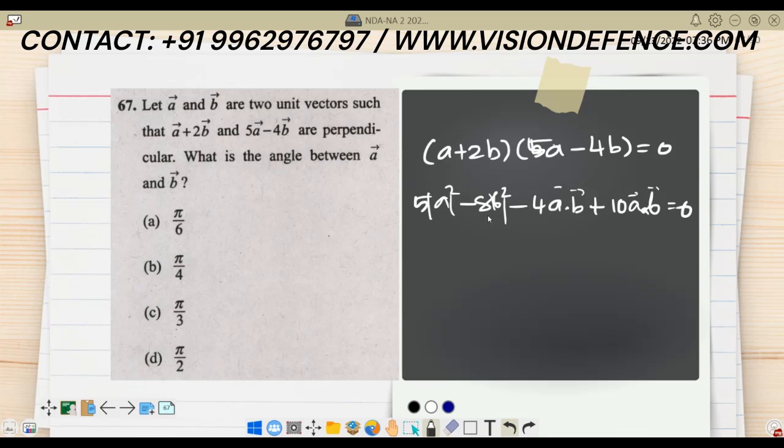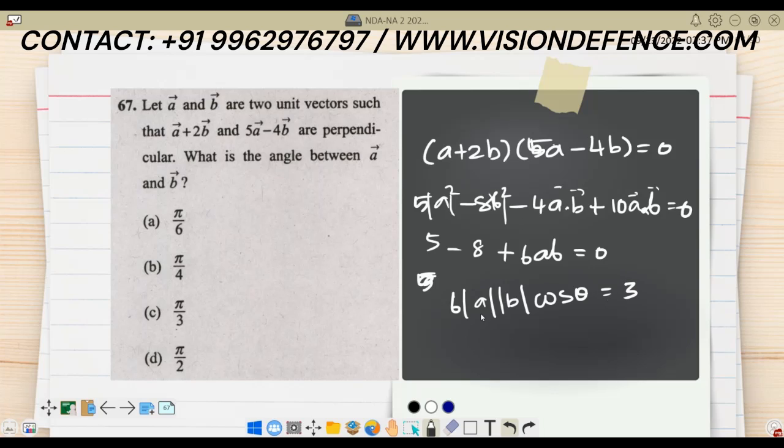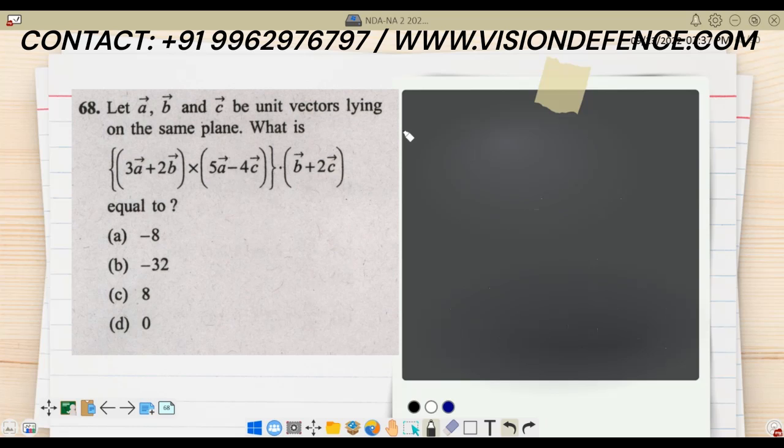So a and b are unit vectors. So of course, it's going to be 5 minus 8 plus 6ab, and this is going to be equal to 0. So 6 into ab cos theta equal to 3. We bring it to that side. Now cos theta equals 1 by 2, because this is 1, right? So 3 by 6 is going to be 1 by 2. So theta is 60 degrees or pi by 3. So moving on to the next question.